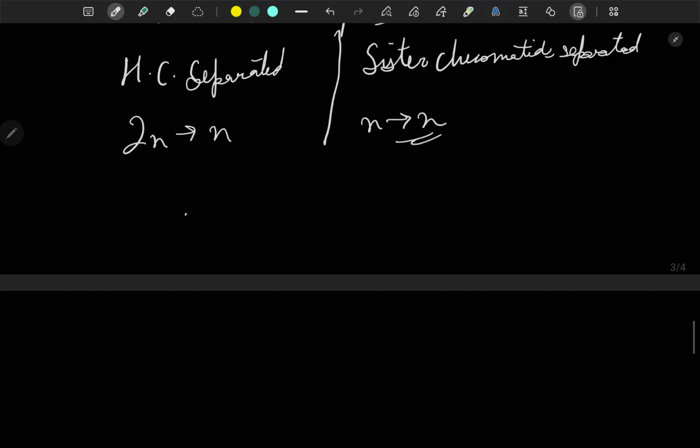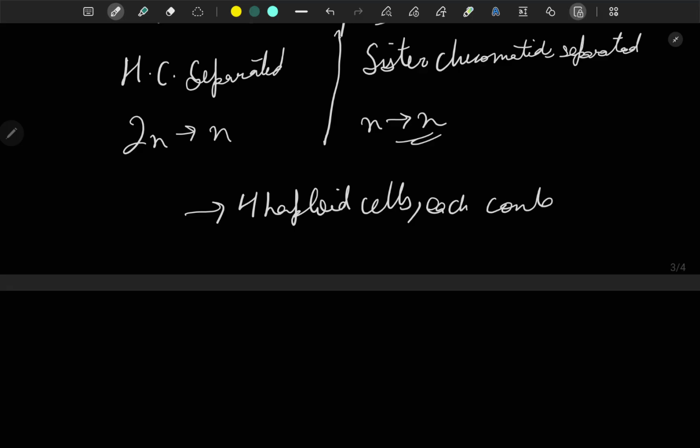Now in the four haploid cells, each contains one chromosome.